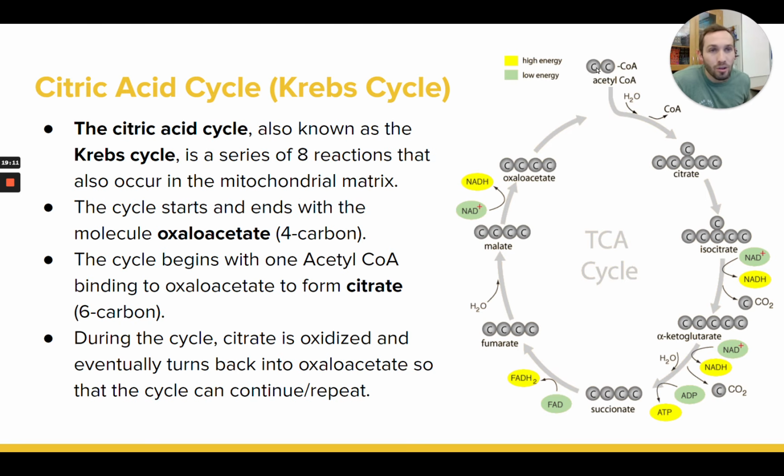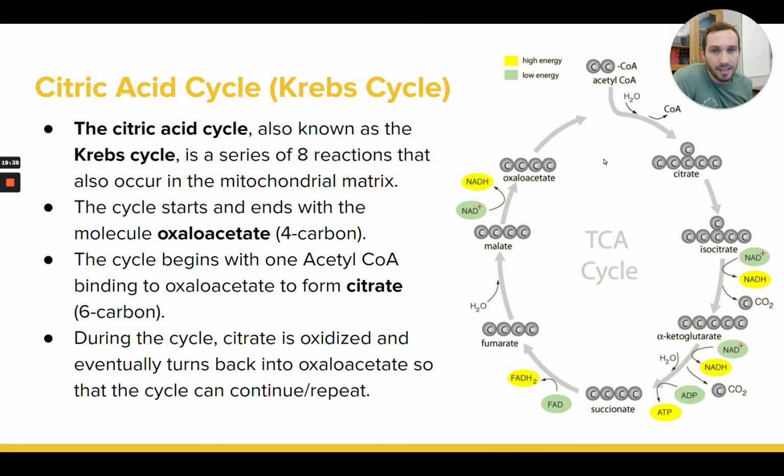Anyway, now we have acetyl-CoA, this 2-carbon molecule, and this is going to happen twice, because we have 2 acetyl-CoAs now. Each acetyl-CoA is going to go into the citric acid cycle, and then the next acetyl-CoA is going to go into the citric acid cycle. So we're going to have 2 rounds of the citric acid cycle, 1 for each acetyl-CoA that we just ended with.